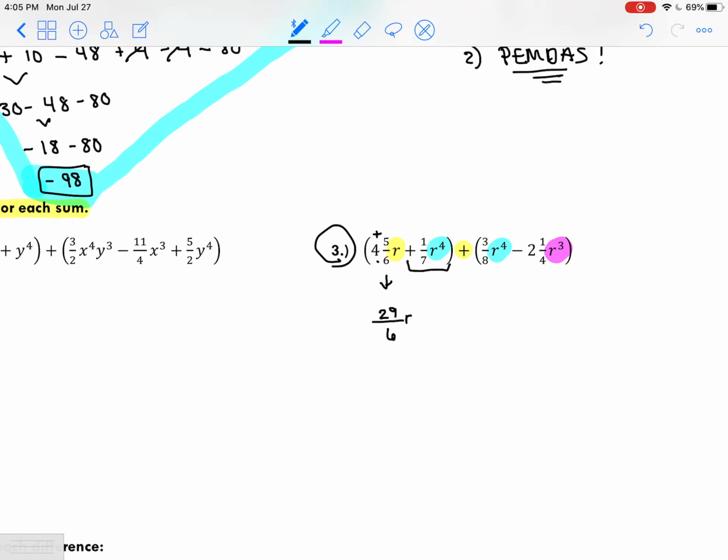And then everything, or at least these, are added. This is a positive, so we've got plus. And what I'm going to do is put these together because I'm going to have some work to do. I've got 1/7 r to the fourth plus another 3/8 r to the fourth. So those terms are the same. And then, whoops, I don't want that 2 1/4. I want to make sure I convert that, right?